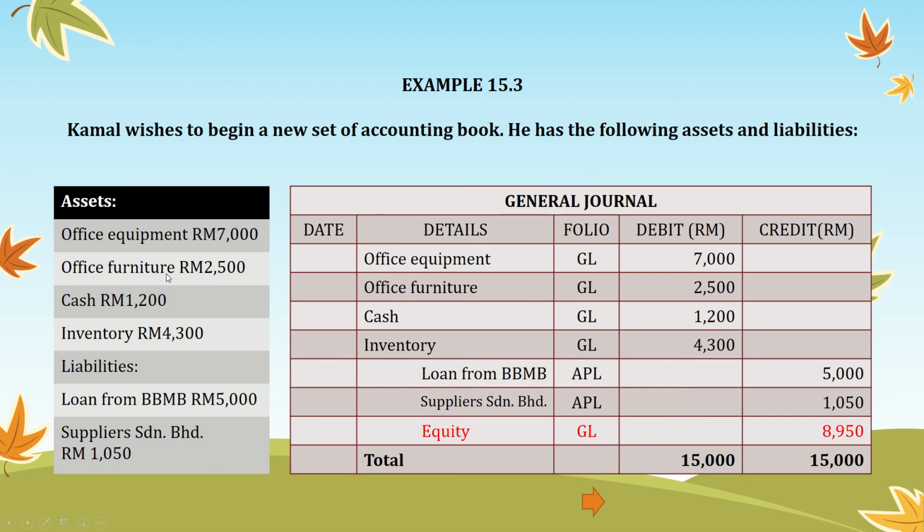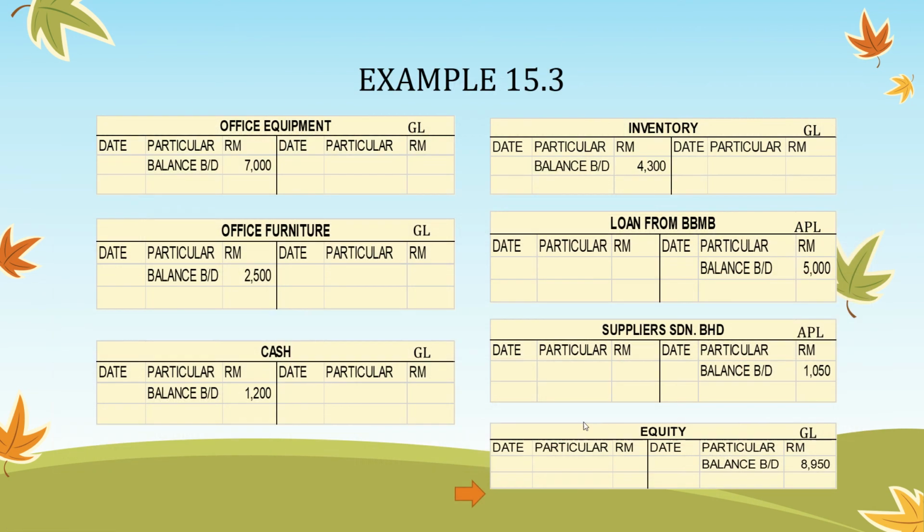The normal balance for asset is debit side, whereas the normal balance for liability is credit side. And from the total amount of asset and total amount of liability, you can calculate the amount for equity. So assets will be recorded in general ledger, but liability will be recorded in account payable ledger.